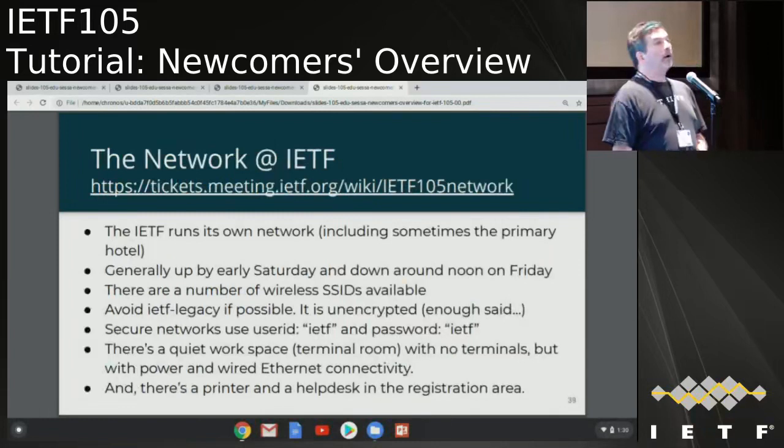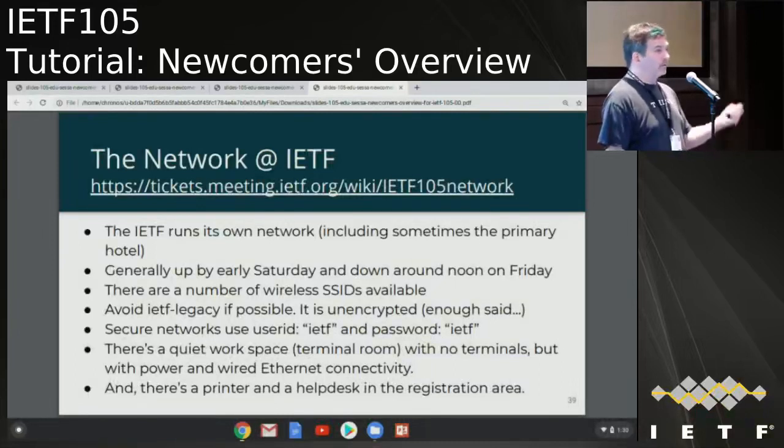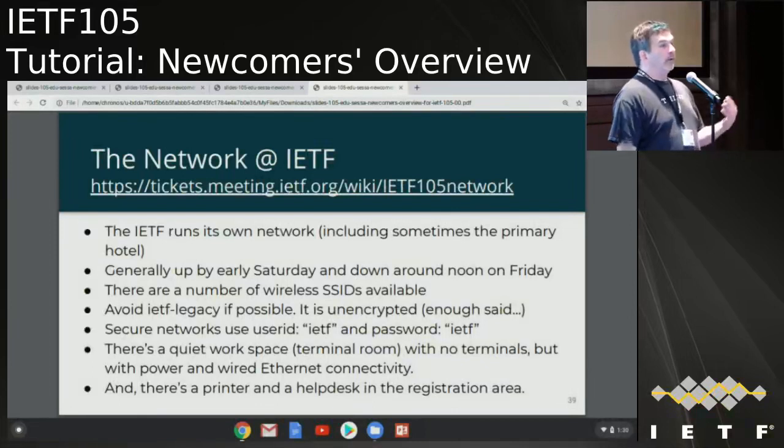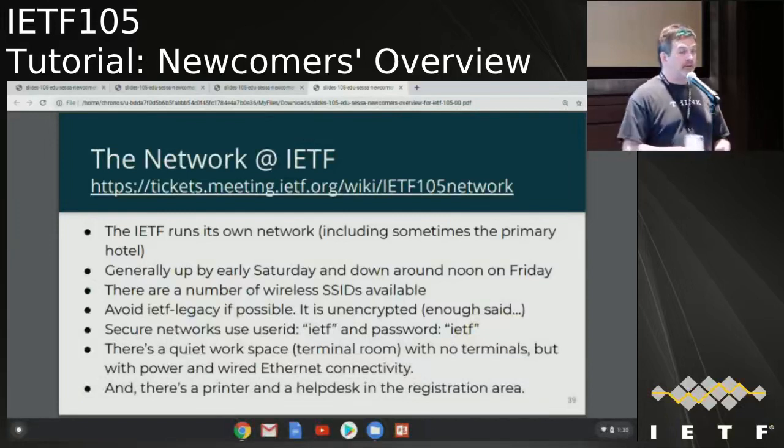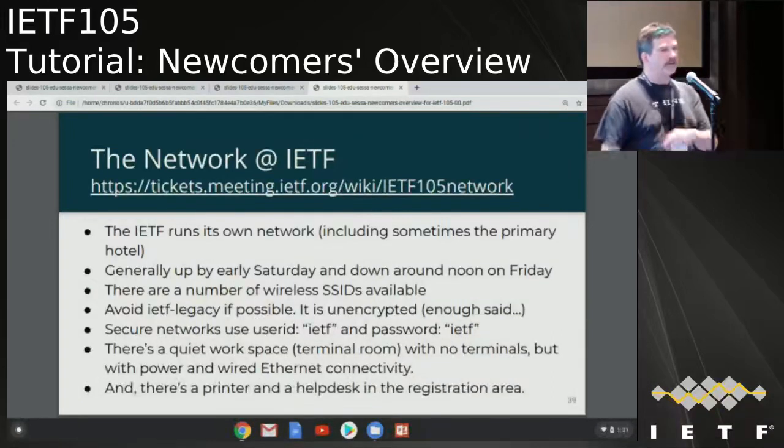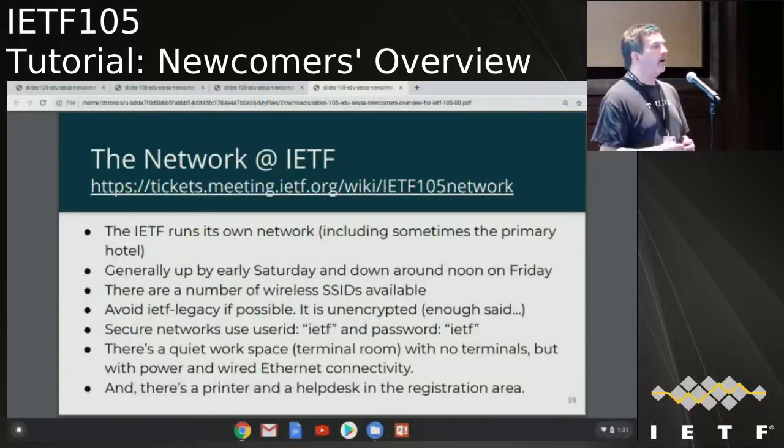The network. If you haven't logged into the IETF network yet, it is a thing of wonder. People arrive about a week early, working with the local telecom company, and they bring in all sorts of extra capacity. There are a number of IETF networks, depending on whether you do IPv6, IPv4, IPv6 and 4, legacy, whatever it's going to be.